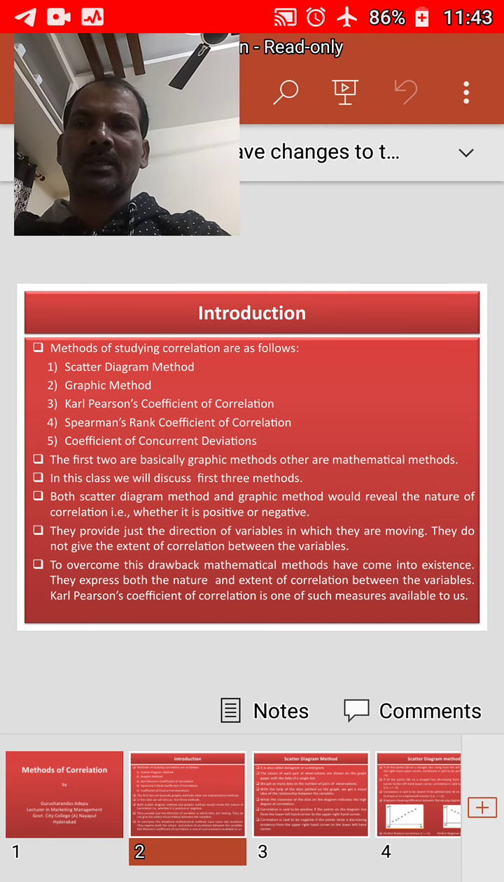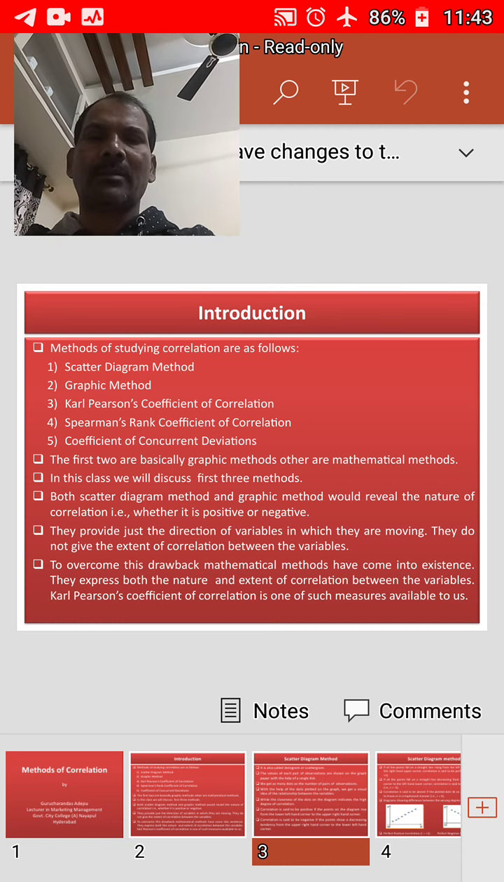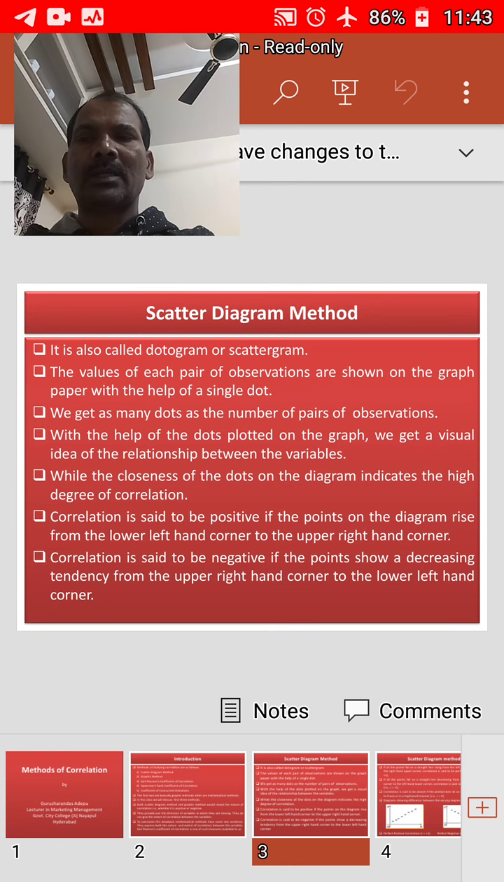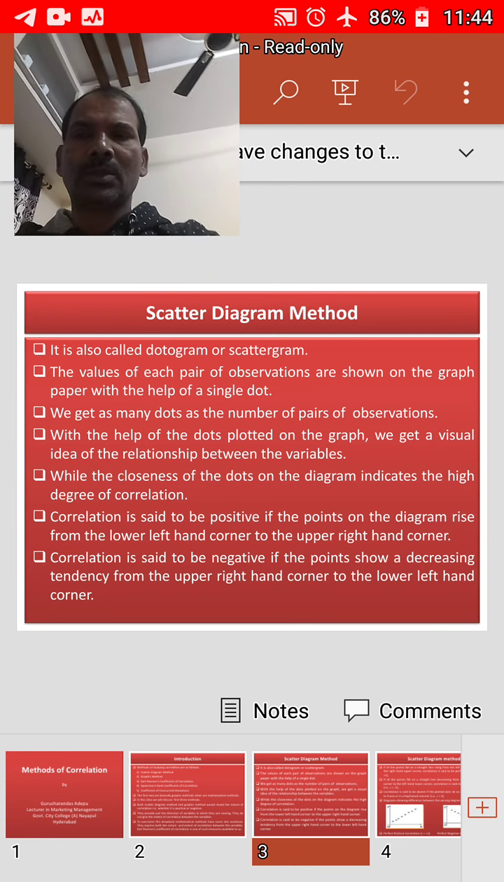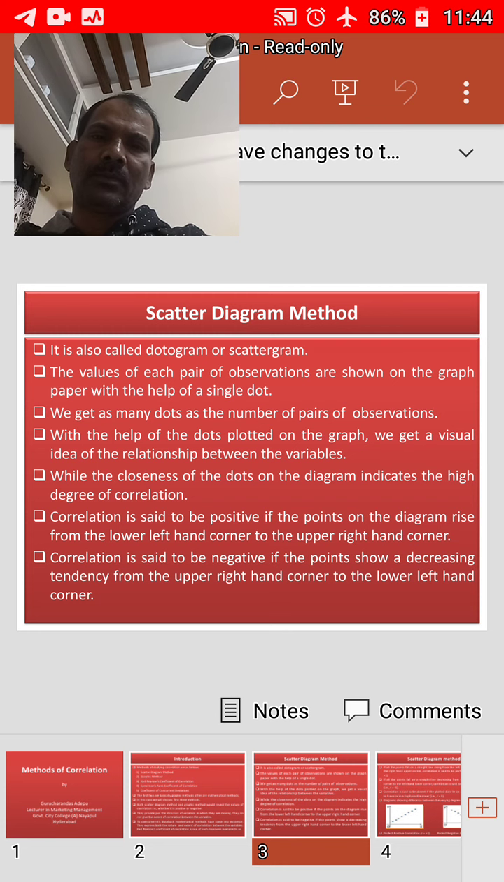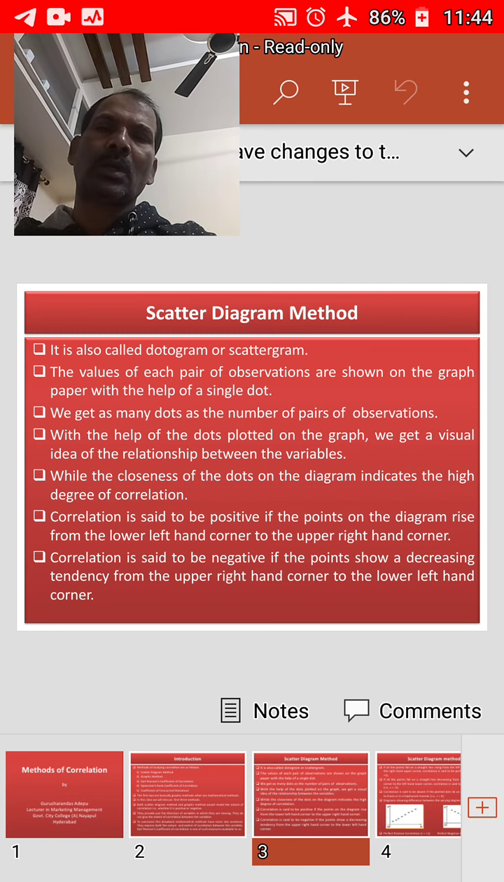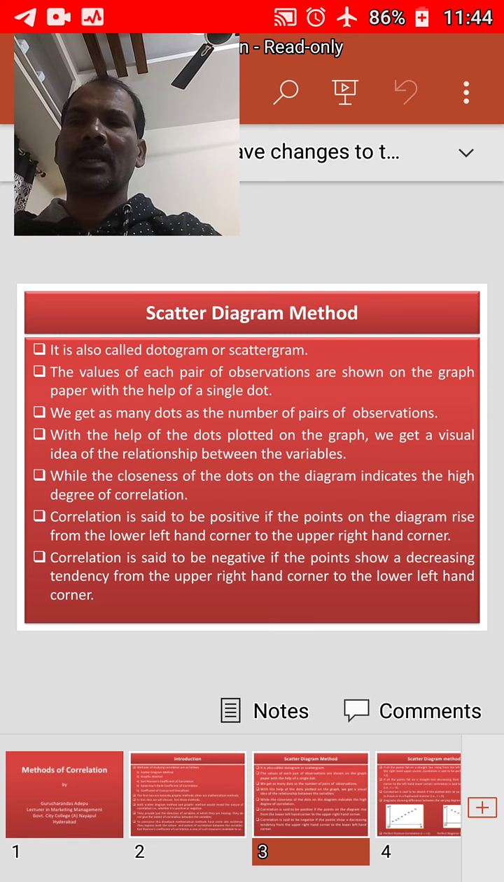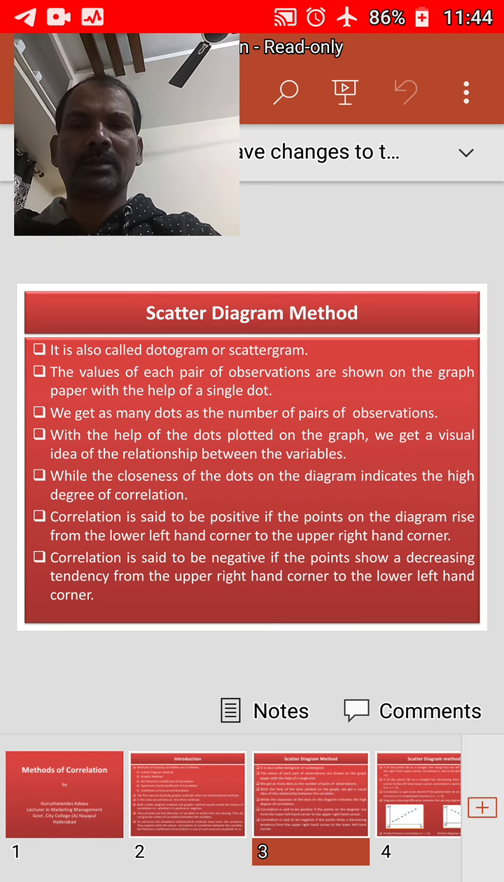For today's class, we will first discuss the scatter diagram method. A scatter diagram is also called a dotogram or scattergram. According to this method, the values of each pair of observations are shown on graph paper with the help of a single dot. Thus we get as many dots as the number of pairs of observations. If the number of pairs of observations increases, the number of dots will also increase.